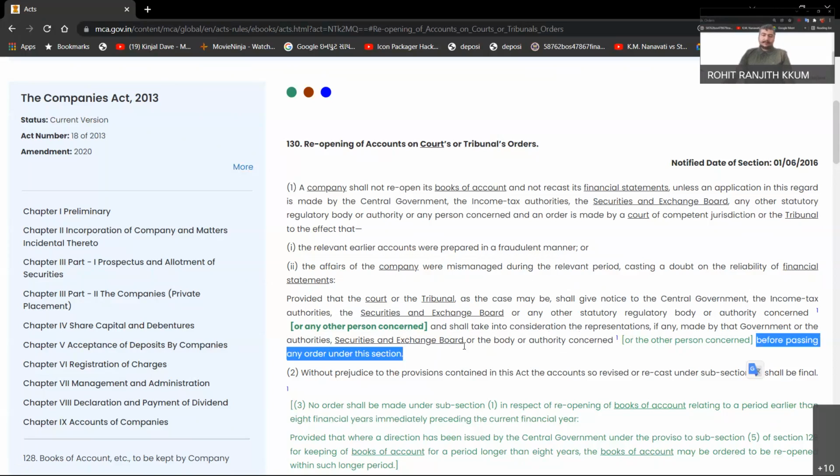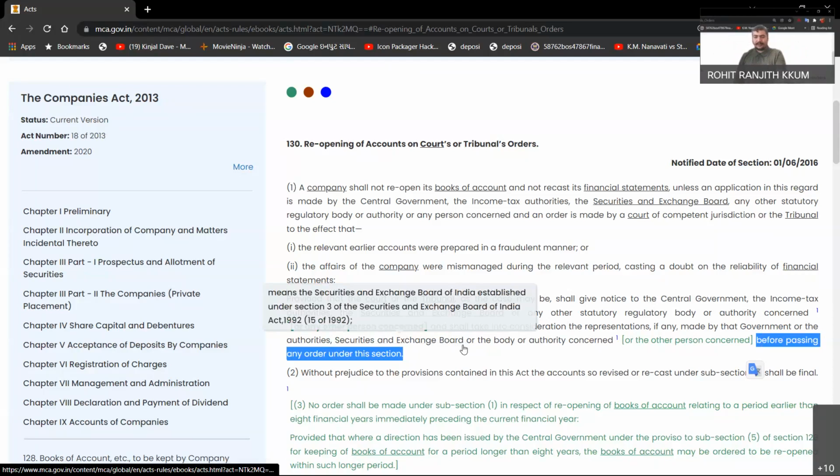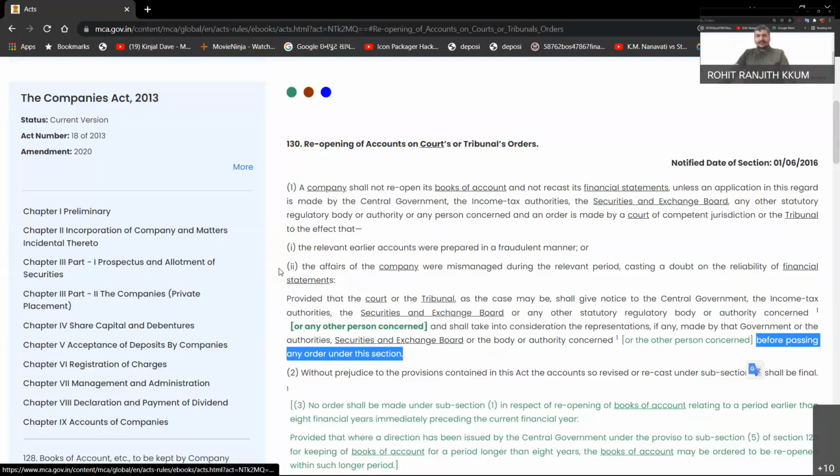Now, what does it mean? Before passing the final order of recasting or revision, the court will give notice to the concerned authorities to give their opinions and feedback: what is your opinion about it? Have you found anything suspicious, fishy? You submit to the court, and then the court, on that basis, will pass the order. So this is just about the notice.